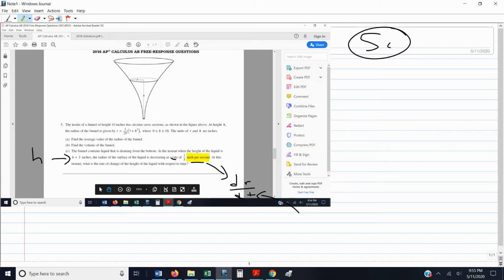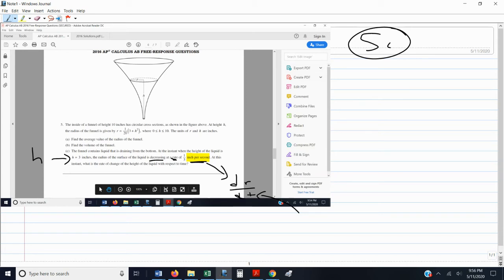And the fact that they say the radius is decreasing and at a rate of an inch per second, all three of those things: decreasing is a word of change, rate is a word of change, and inch per second is a unit of change. So all of that is indicating that label would be dr/dt. It's not the radius, it's dr/dt.